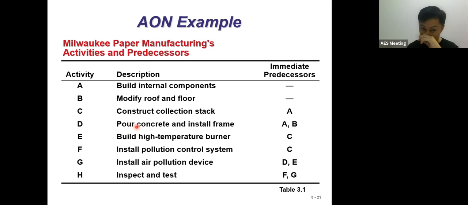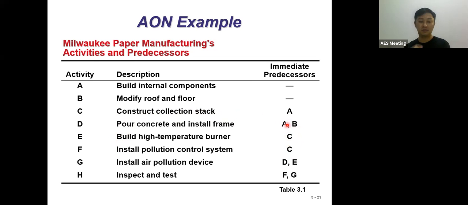Same thing for activity E and activity F here. Build high temperature burner and install pollution control system. You see, these two are different devices or different equipment. Therefore, this is also saying that you completed C, you can continue E. You completed C, you can continue F. So after you have constructed the collection stack, then you can build these two. So E and F will be after activity C. That is what is meant by these two having C as the predecessor.